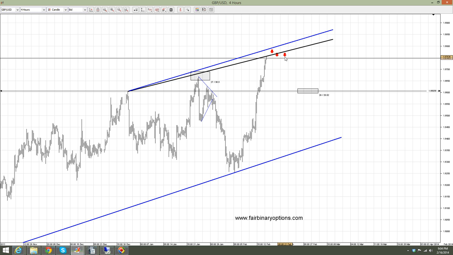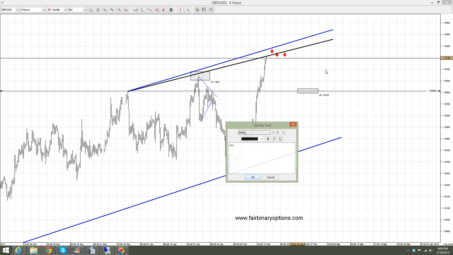There is our analysis here on fairbinaryoptions.com, and therefore we would like to buy, let's write here, buying put options with end of week expiration date. But when? Let's look when to buy the put options.